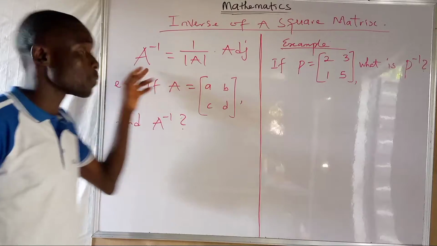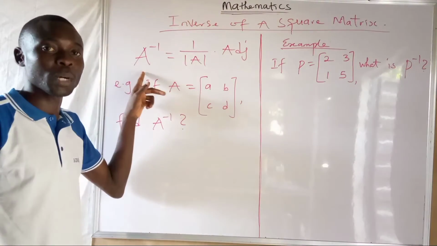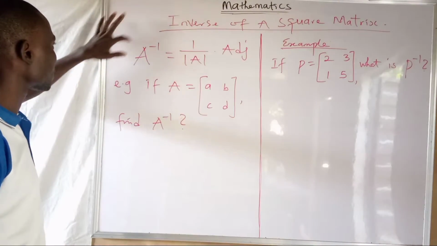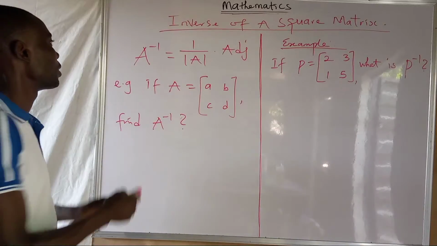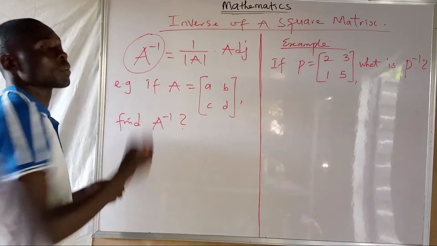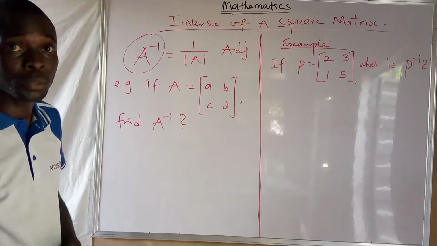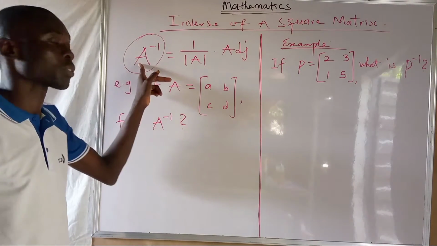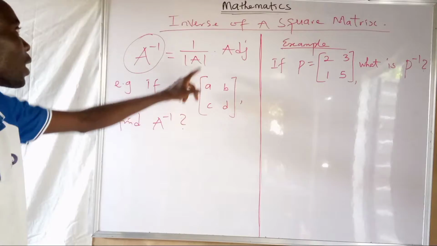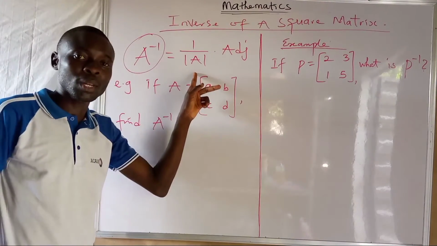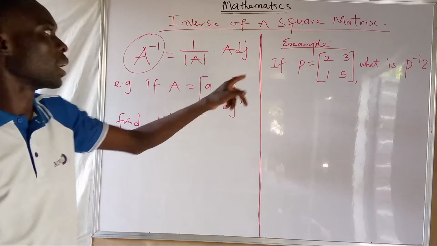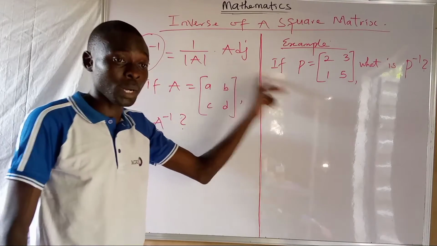Inverse of a matrix. If you have matrix A, then the inverse is written this way as A inverse. You know, when anything is raised to the power minus 1, it is an inverse. So the inverse of matrix A is given as 1 over determinant of A multiplied by the adjoint. This is the adjoint of the matrix.